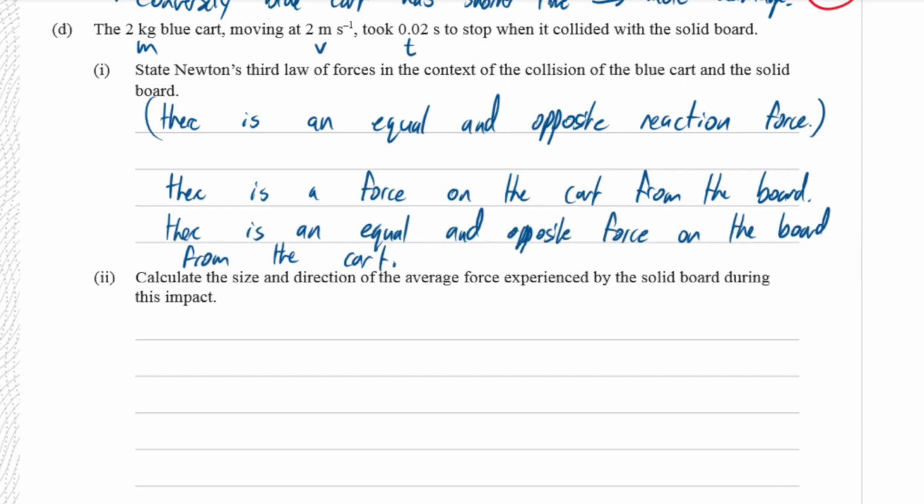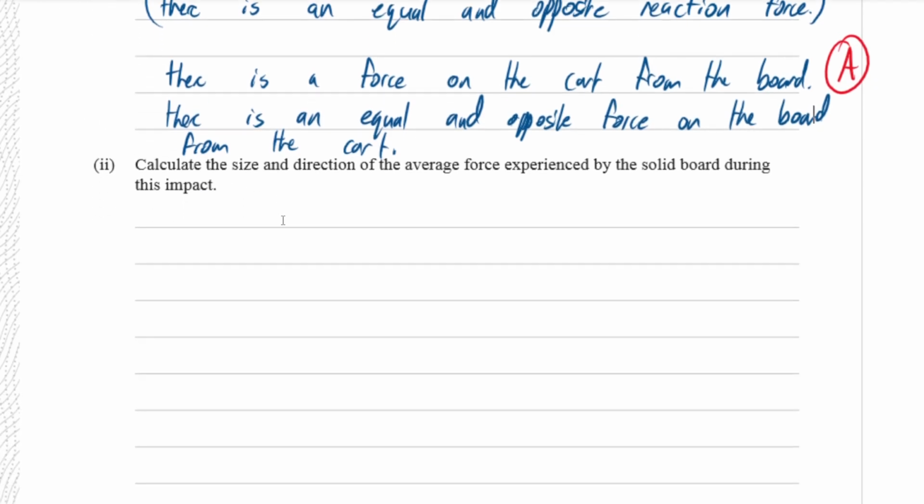Right. So next time you accidentally walk into a pole, just keep in mind that even though the pole exerted a pretty big force on you, you also exerted it back on the pole. So don't be too upset. And that's exactly what's happening here with the cart and the solid board. Okay, and if we got that, so far that's just an achieved. But together with part 2, that will give us excellence. So let's do that.